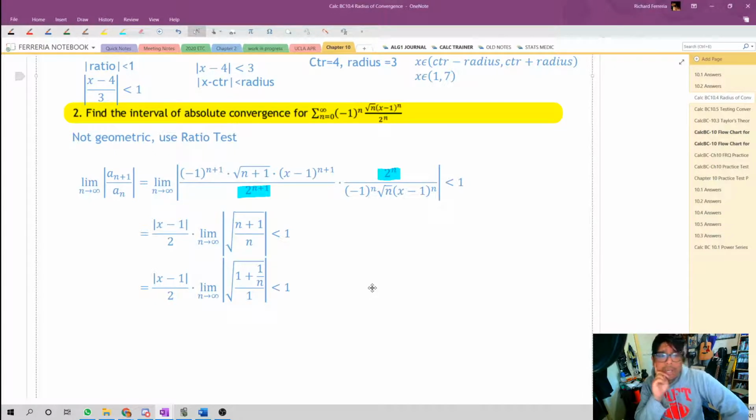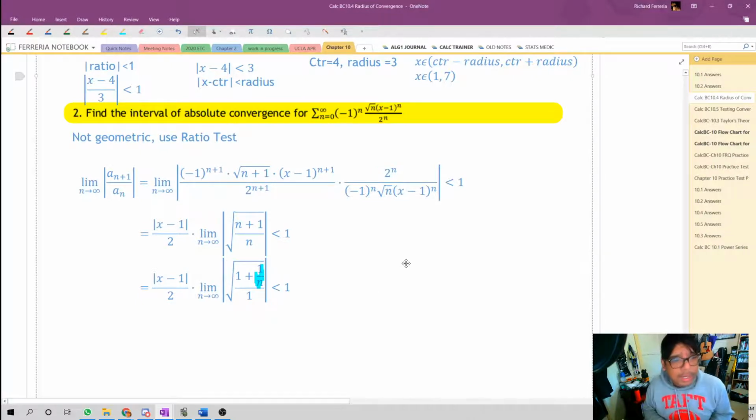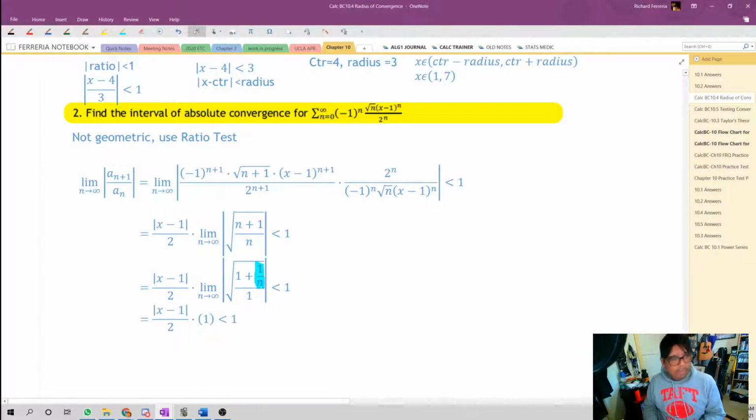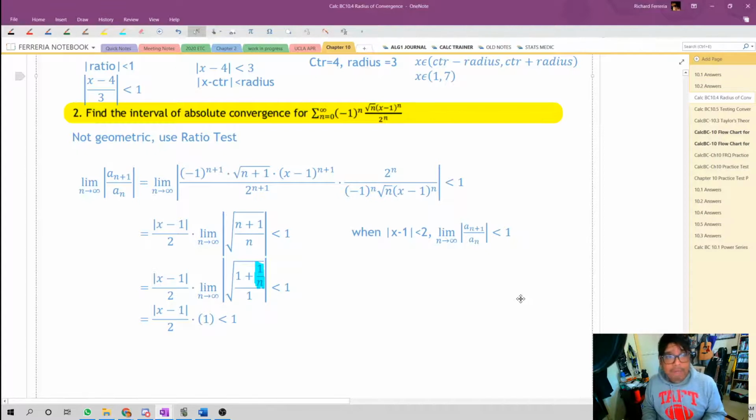If I let n approach infinity now, 1 over n is just going to go to 0. So that gives me the limit of 1, which is just 1. So now I have something which will give me some results. Because when the absolute value of x minus 1 is less than 2, then the limit of a_(n+1) over a_n is going to be less than 1. This is going to give me my interval of absolute convergence.